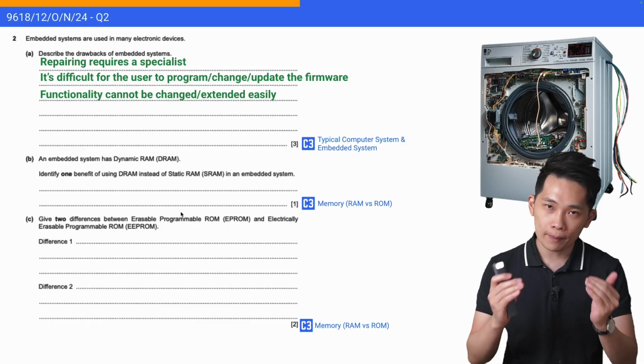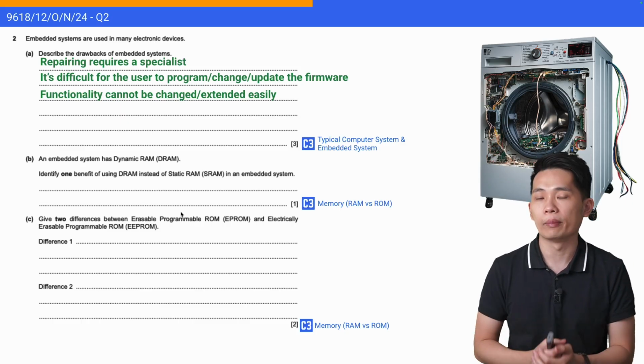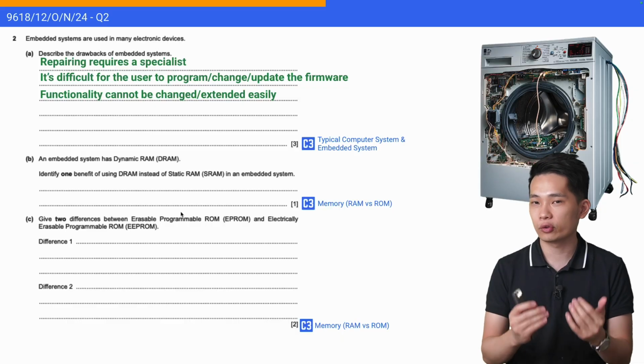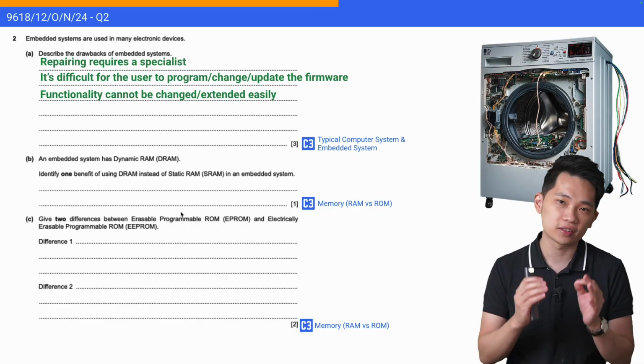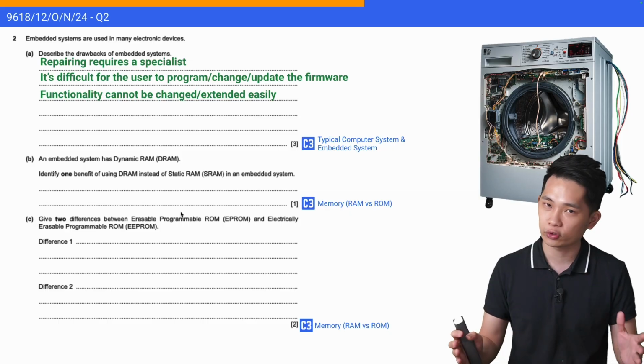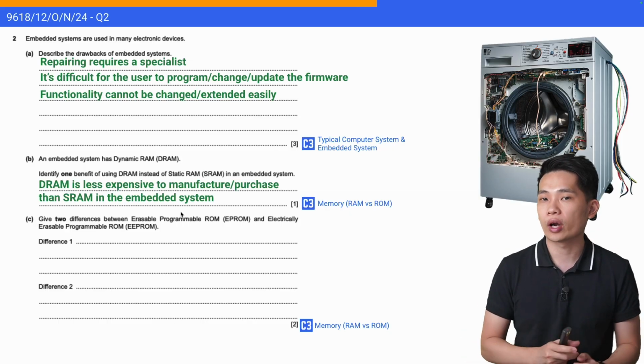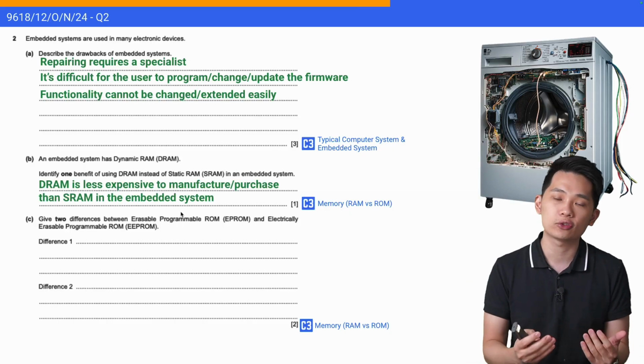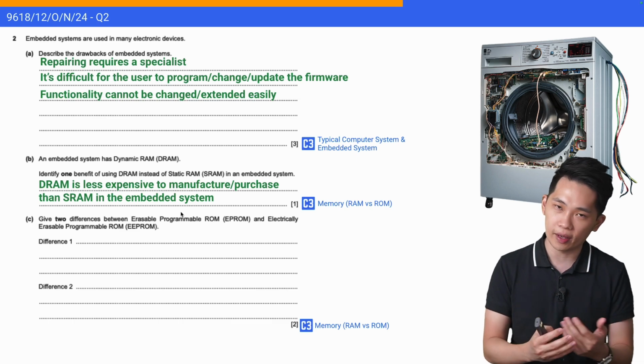For B, an embedded system has dynamic RAM, DRAM. Identify one benefit of using DRAM instead of static RAM in an embedded system. This is the typical question of comparison between DRAM and SRAM. You can just write DRAM is less expensive to manufacture or purchase than SRAM in the embedded system.